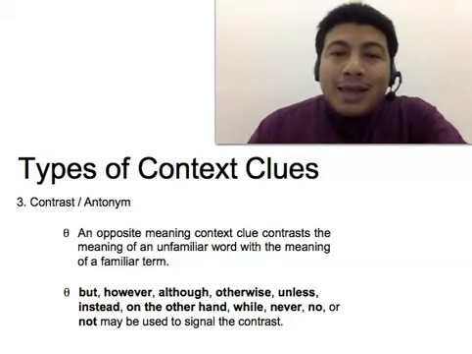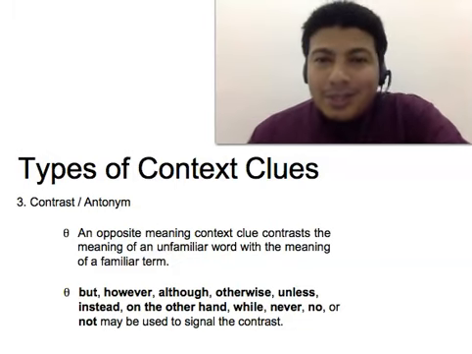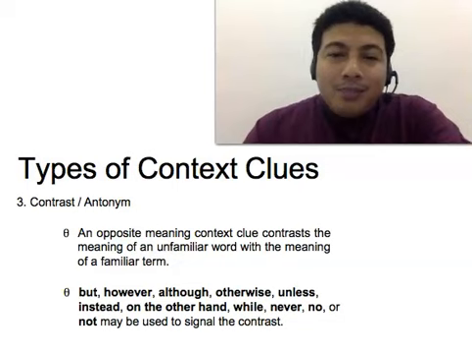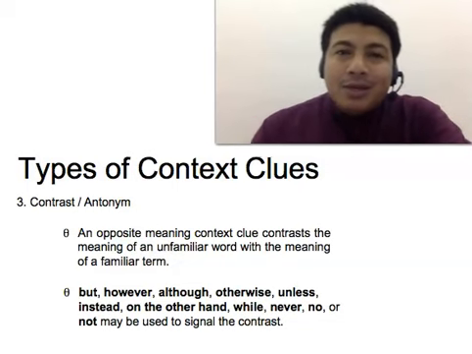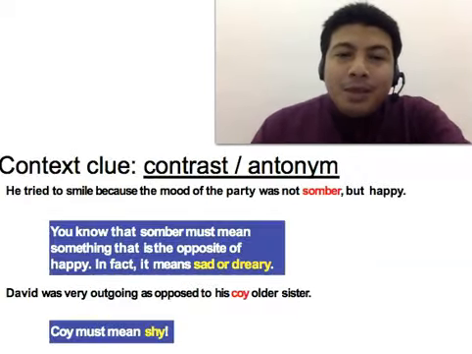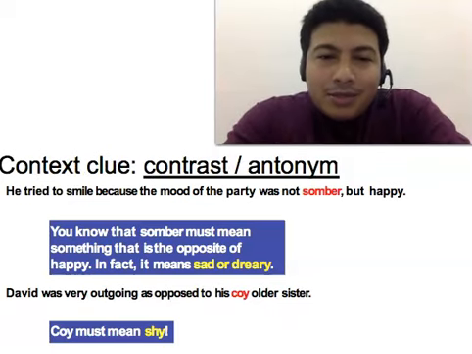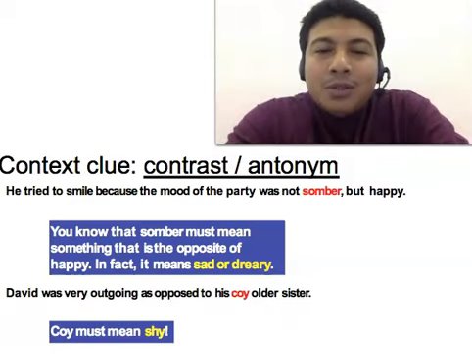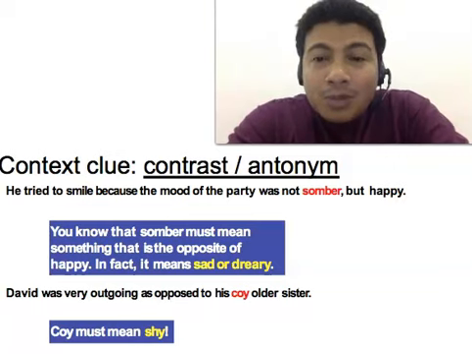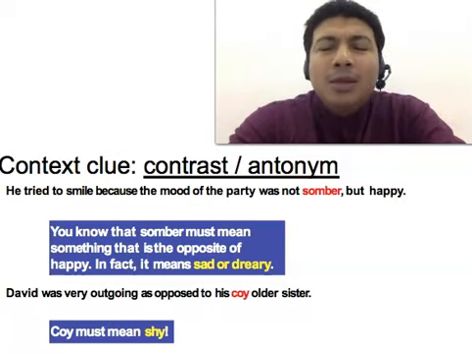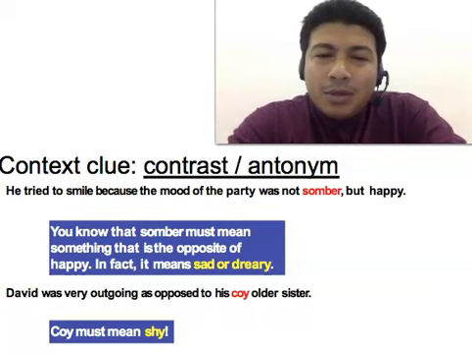Small and tiny, that is synonym. Big and large, that is synonym. So let us take a look at this example. He tried to smile because the mood of the party was not somber but happy. So what could be the meaning of the word somber?